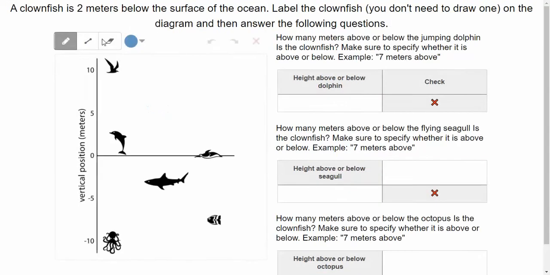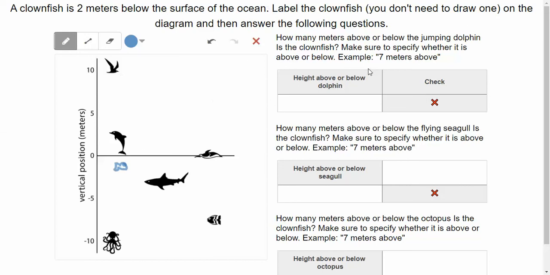All right, and then one more just like this. We have a clownfish that's 2 meters below the surface of the ocean. Okay, so let's draw our clownfish right here. All right, there we go. There's our clownfish. Again, legendary art skills, I know. 2 meters below the surface of the ocean, label the clownfish, and what do we put in here?